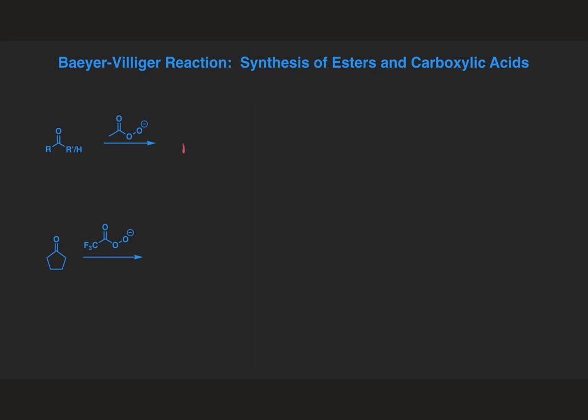And this reaction is going to generate an ester or a carboxylic acid, depending on whether you start with a ketone or an aldehyde, by inserting an oxygen in between this bond. The mechanism of this reaction looks like this.